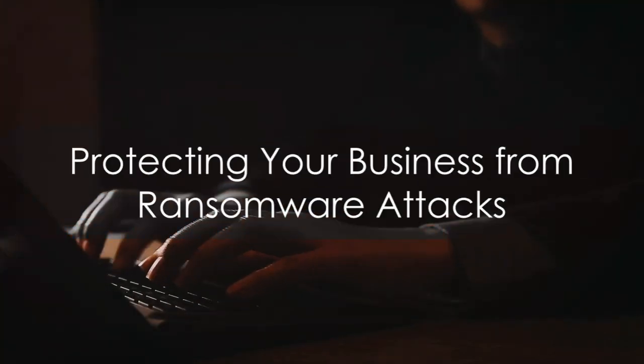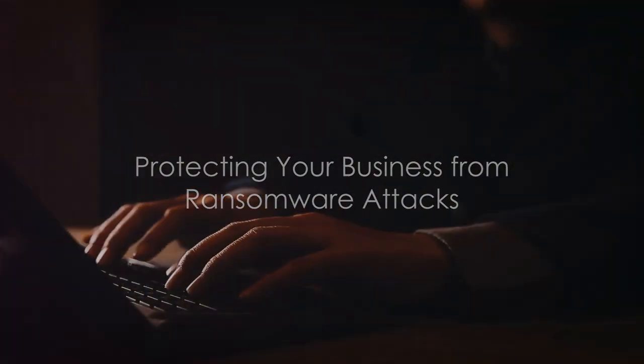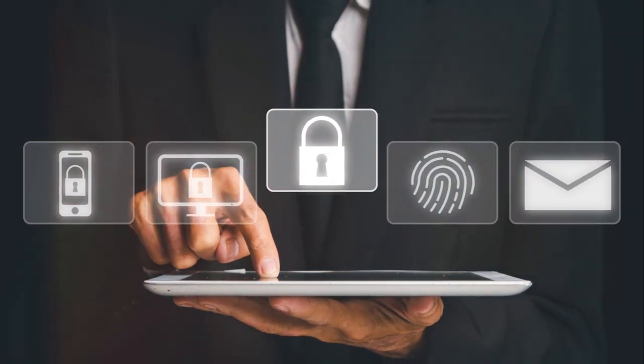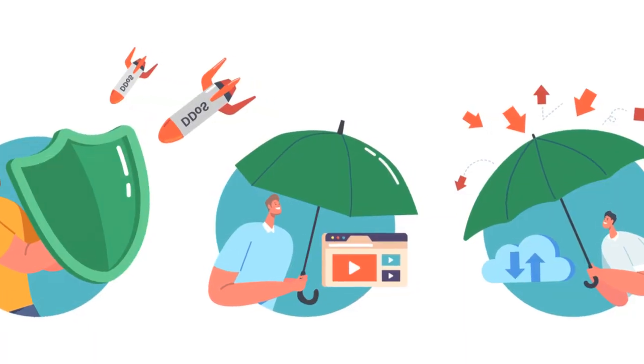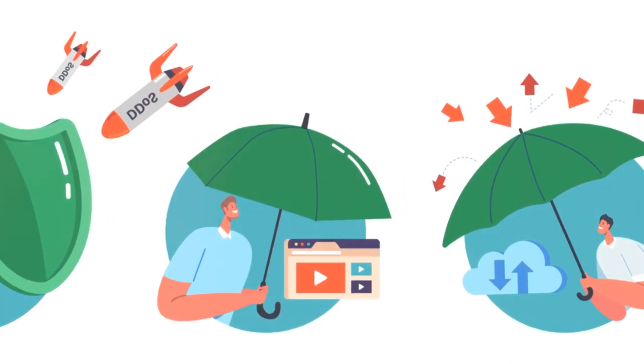Now that we've understood the threat, how can you protect your business from these ransomware attacks? It's not as complex as it might seem. Here's a handy checklist to help you fortify your cyber defenses. First and foremost, regularly back up your business data. This is like having an insurance policy against ransomware. If your systems are compromised, you can restore your data without paying a ransom.